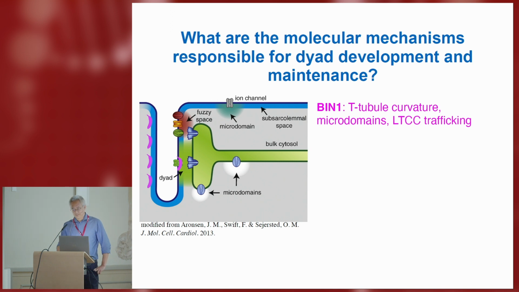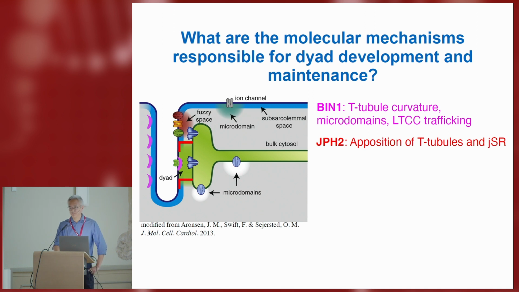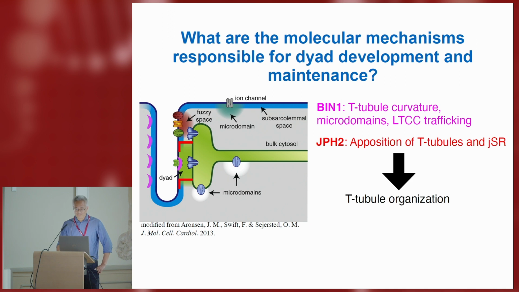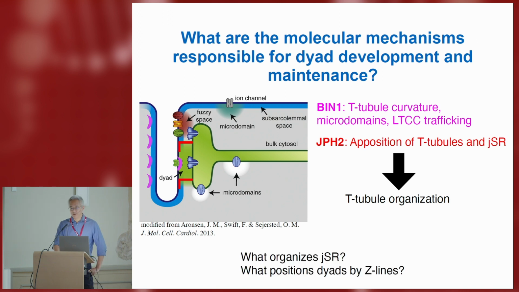So one protein that's been well known is BIN1, which is important for T-tubule curvature, formation of T-tubule microdomains, and L-type calcium trafficking. Another well-known protein is junctophilin-2, which anchors to the junctional SR and has a binding domain that also attaches to T-tubules, so it helps to keep these two things opposed to each other. But this knowledge is mostly focused on how the T-tubules are organized. But in our literature search, we really couldn't figure out how the junctional SR is organized or what positions it next to the Z line.